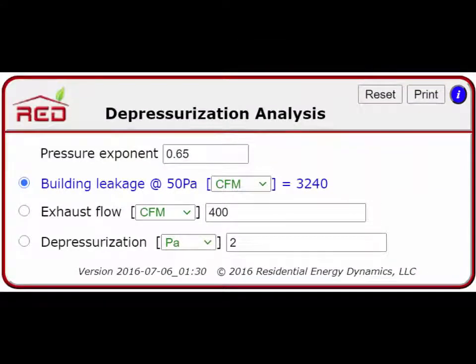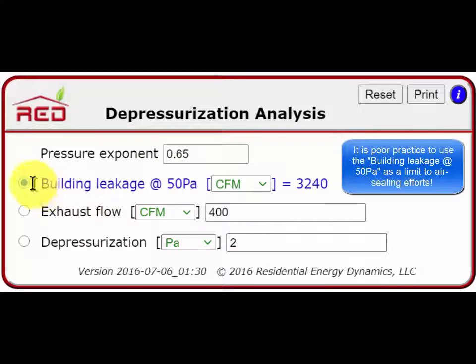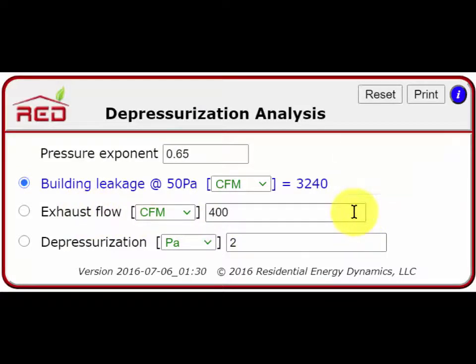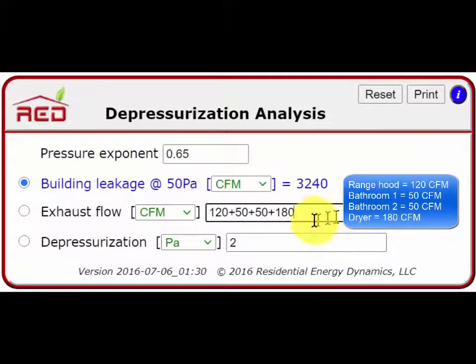Here's a new example of a practical way to use this tool. We're going to solve for building leakage at 50 pascals, that's CFM 50, or the depressurization tightness limit. So we click on that radio button. For exhaust flow, we want to record what the total exhaust flow, real exhaust flow, is for this house. If I click inside the box, you can see that I've used math on the fly. I have inventoried and measured all of the exhaust appliances in the house.